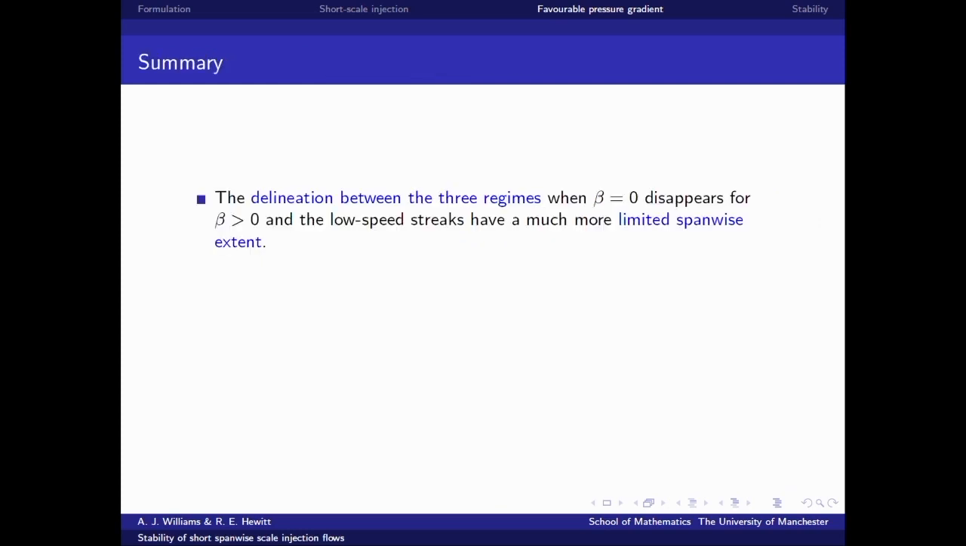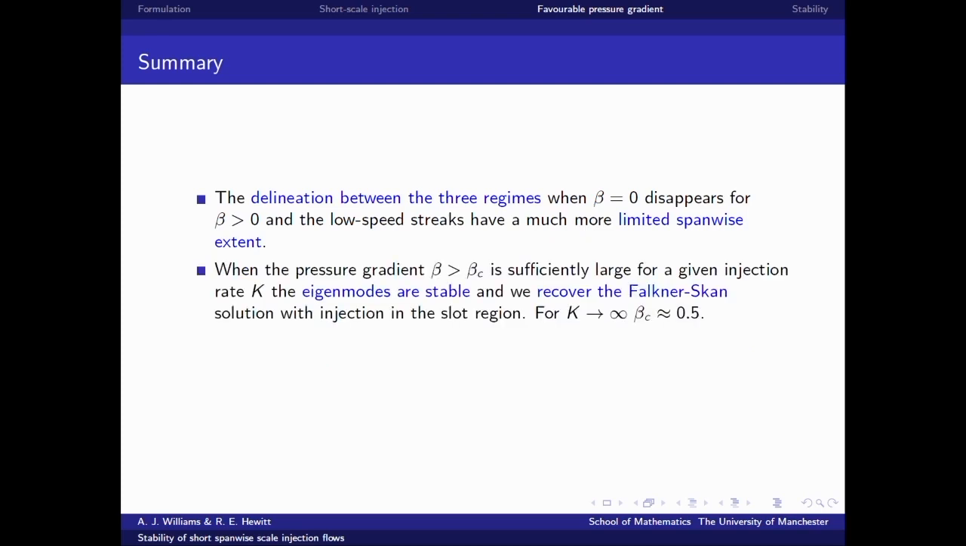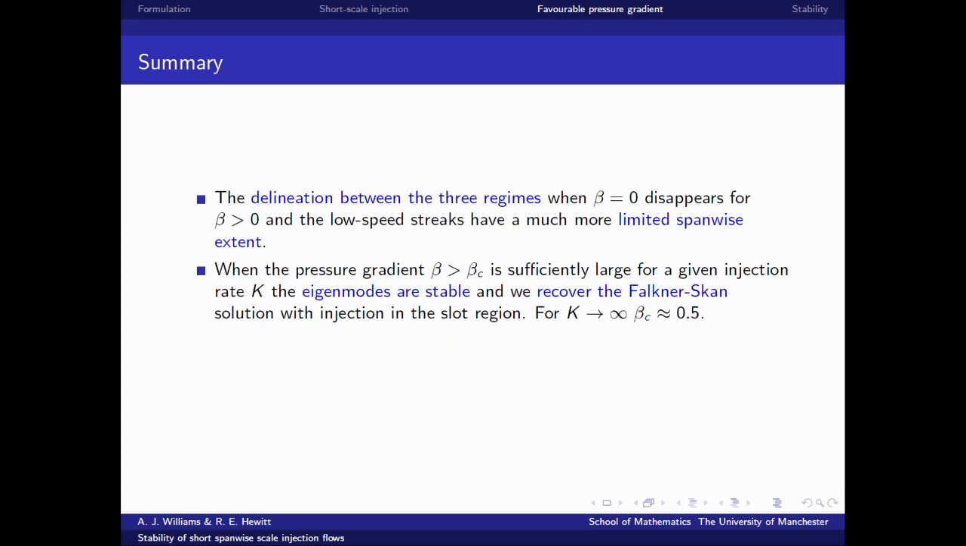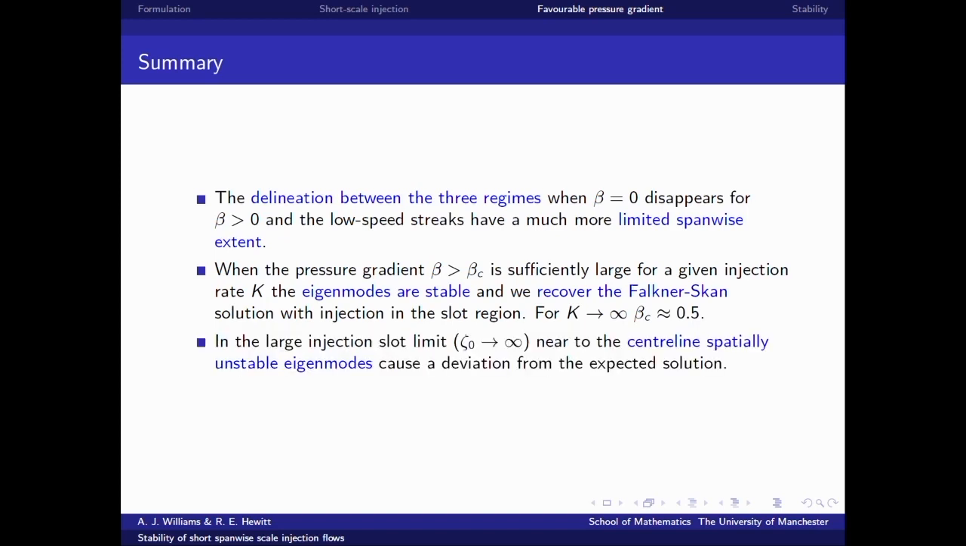The thing to note with these injection problems is that when you have a zero pressure gradient, you get three distinct regimes, but when you introduce the pressure gradient, the delineation between the three regimes breaks down. If you have a pressure gradient above some critical value for a large injection, you get a stable eigenmode, and you recover the Falkner-Skan solution with injection at the center line. But when it's below that value, you get a large deviation from what you'd expect because of spatially unstable eigenmodes.